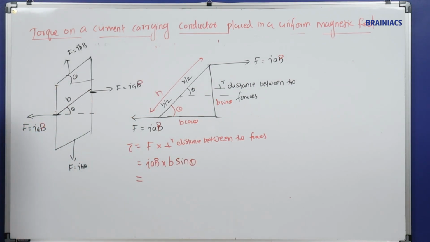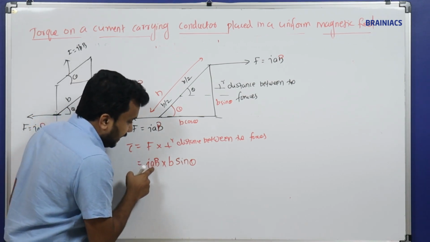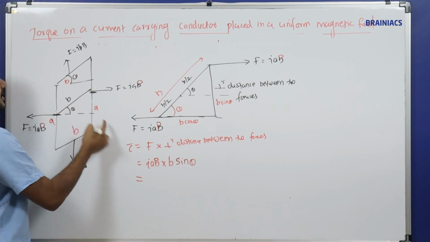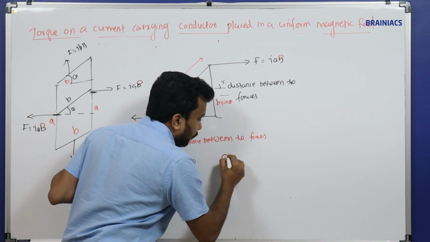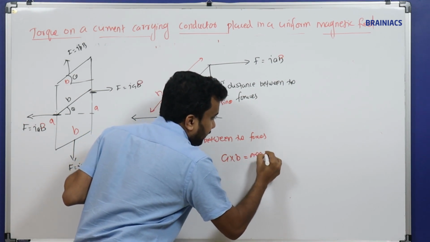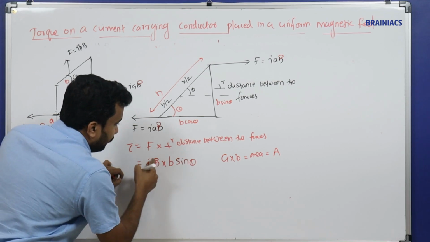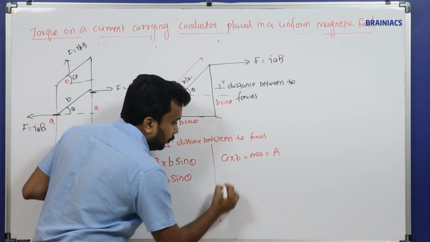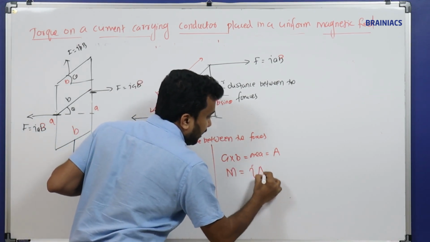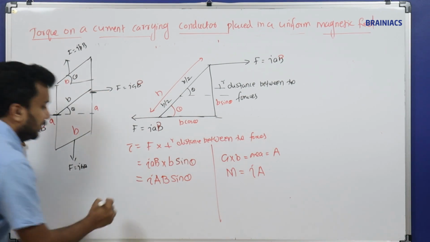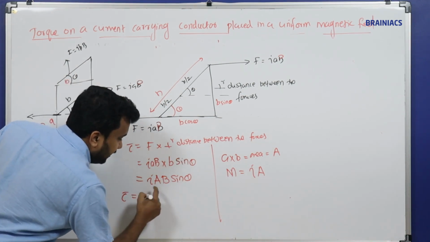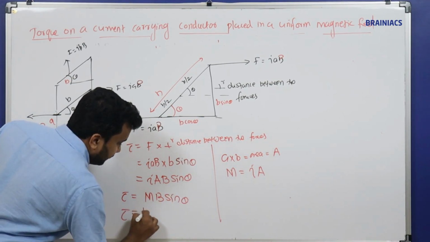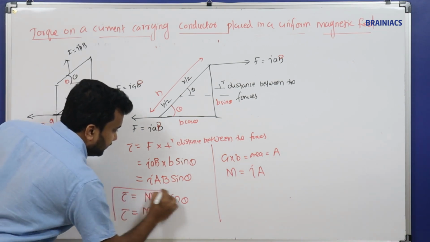For a current carrying conductor, see, a into b. a is this length and b is this length. a into b is called what? Area. So a into b is equal to area, which is equal to capital A. So I into A, then magnetic field B, and then sine theta. We know another equation, magnetic moment is equal to current into area. So torque is equal to IA, which is M, B sine theta. So torque is equal to M cross B. This is the equation for torque.